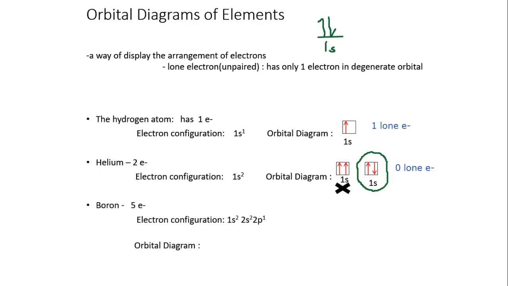Now boron has five electrons, so it'd be 1s2, 2s2, 2p1. In the orbital diagram, we put two electrons in the 1s orbital, two electrons in the 2s orbital, and one electron in the 2p. It's general consensus that the first electron always gets one pointing up. You always start with the orbital on the far left when filling the orbitals. So this is what the orbital diagram of boron looks like, and boron has one lone electron.